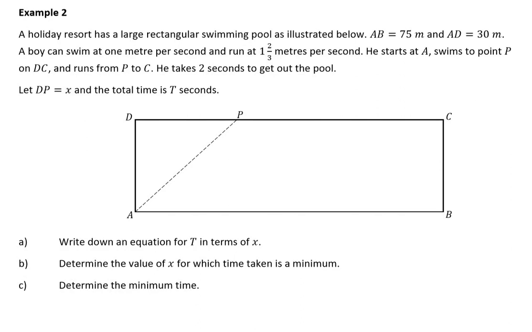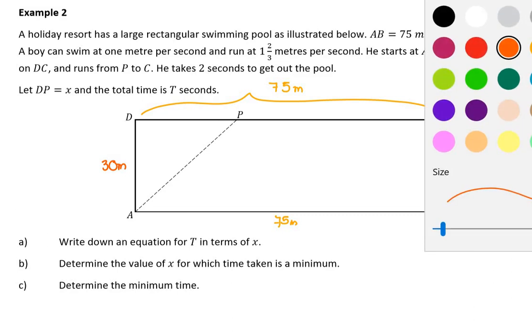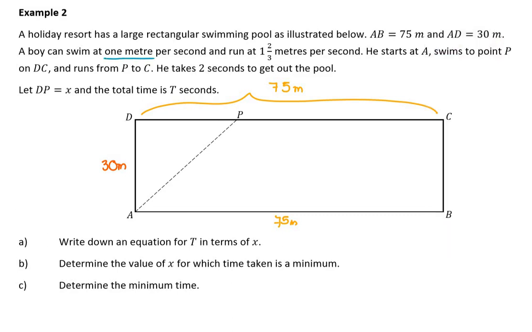This is a pretty cool question. Great AV Math question. A holiday resort has a large rectangular pool, as illustrated below. AB is equal to 75 meters, which means that DC, because this is a rectangle, is also 75 meters. AD is equal to 30 meters, so this is 30 meters. A boy can swim at a rate of 1 meter per second. So this is our swimming speed.